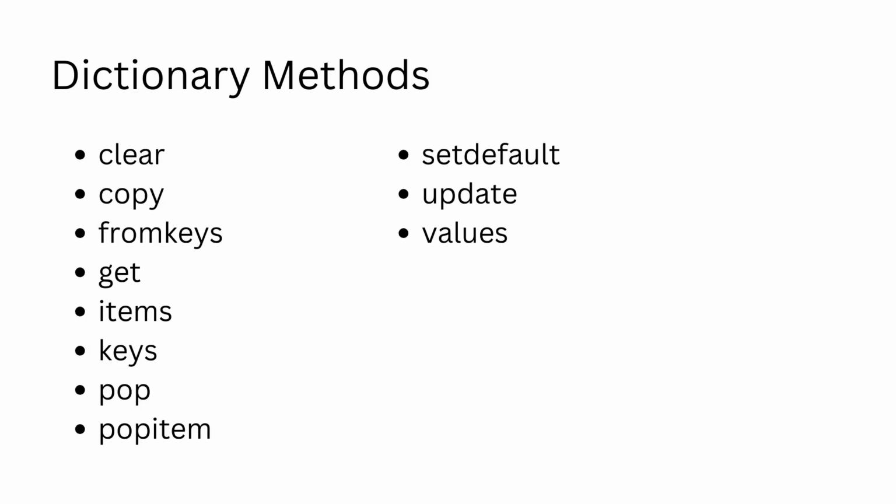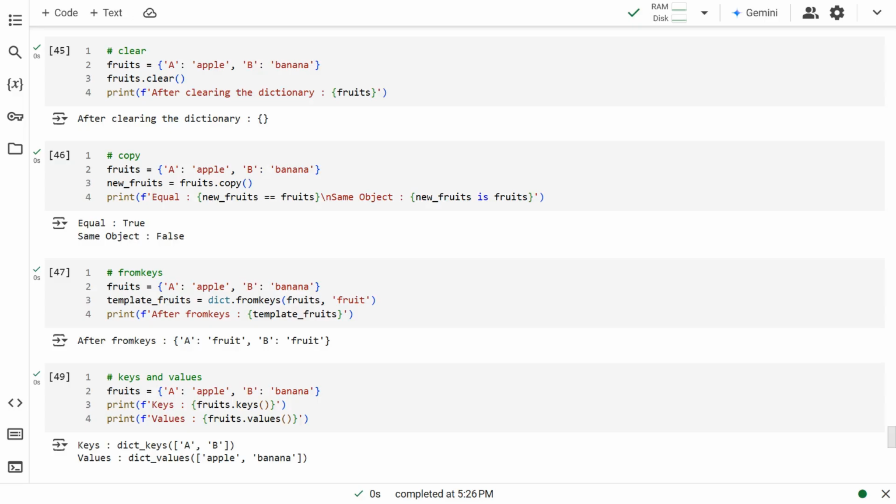We can see that the clear and copy methods are common to lists and sets. The clear and copy methods function in the same way as their list and set counterparts. The FromKeys method creates a new dictionary from the keys of the original dictionary, setting a default value for all the keys. If no default value is explicitly provided, the null value of Python, none, is set as the value. The keys and values methods return a list of the keys and values of the dictionary.